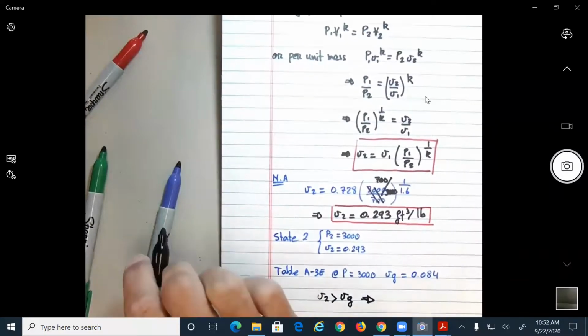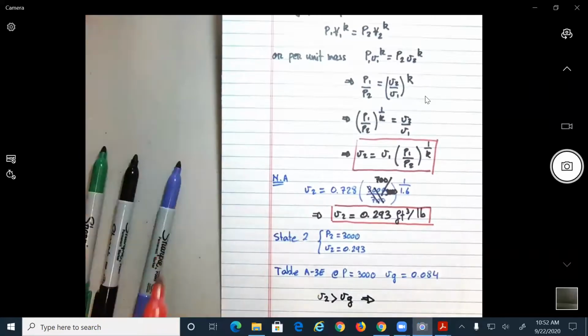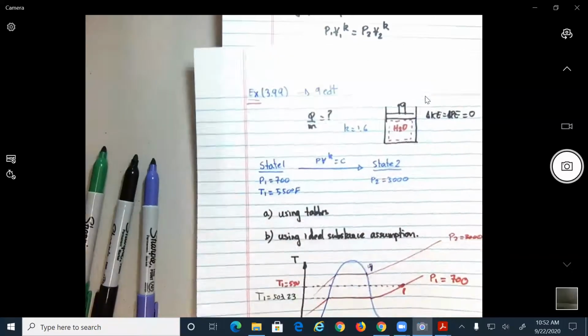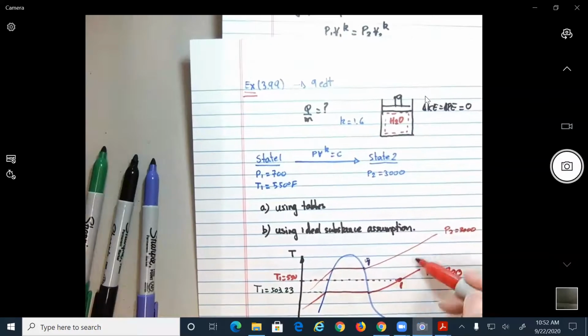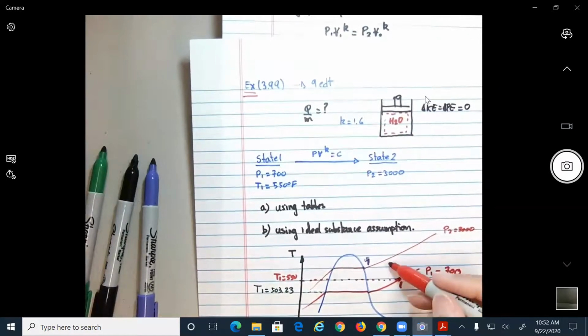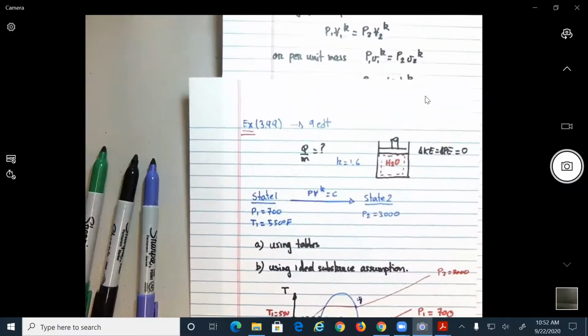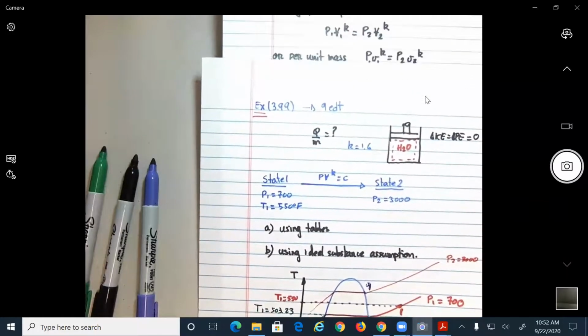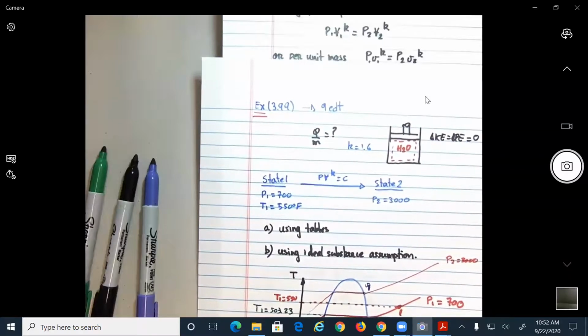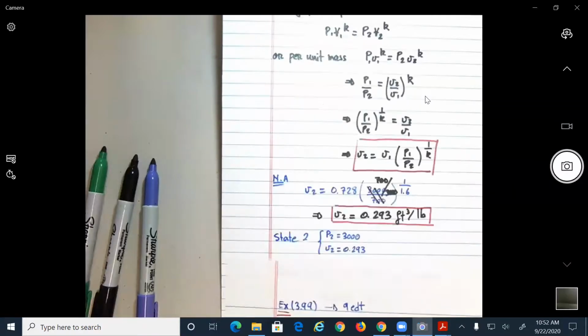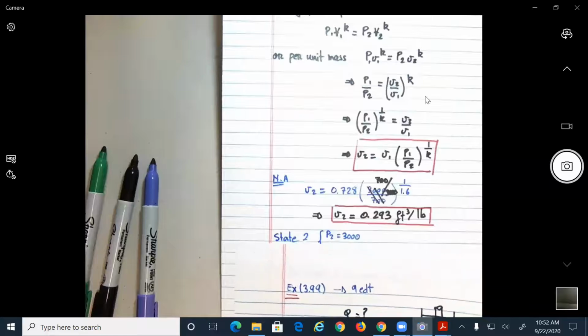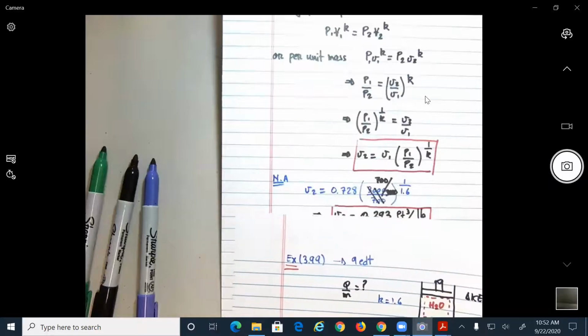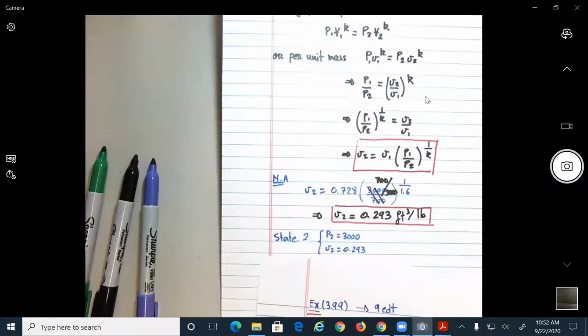So what does that mean about state 2? It means that state 2 is going to be in this area, no? Correct? So what was V1? Did we find V1? V1 was equal to 0.728. Oh, that was the previous problem. No, it's this problem. The 0.0728, and this one is 0.293.